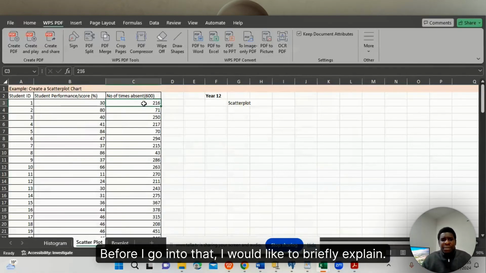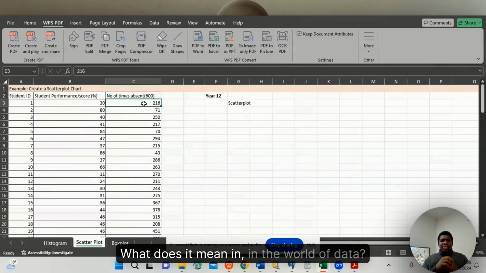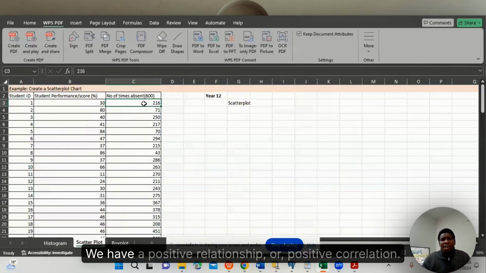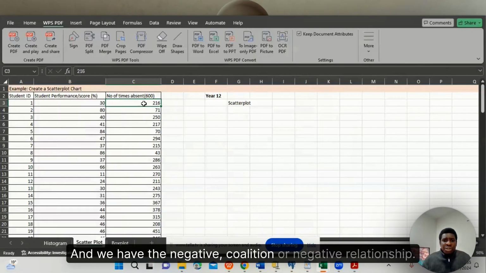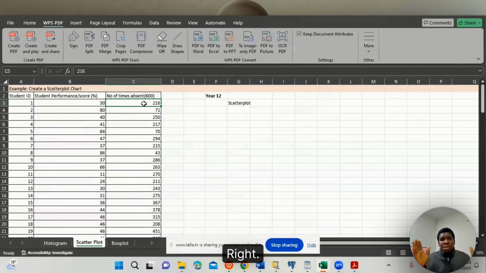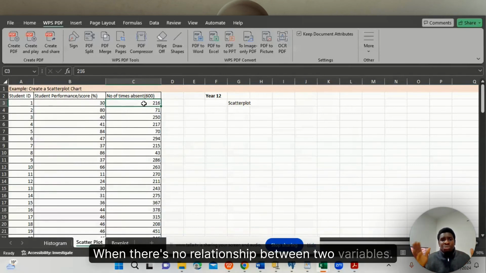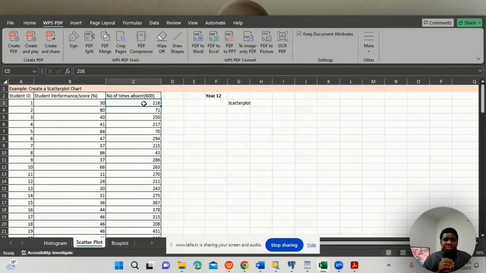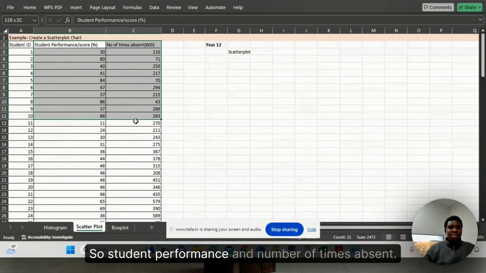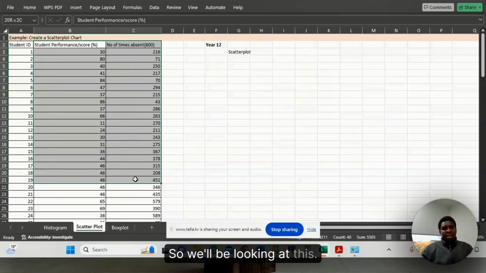Before I go into that, I would like to briefly explain what we mean when we talk about relationship in the world of data. We have three types of relationship, which I can also call correlation. We have the positive relationship or positive correlation, we have the negative correlation or negative relationship, and we have no correlation, that's when there's no relationship between the two variables. We'll be checking the relationship between these two columns, student performance and number of times absent.